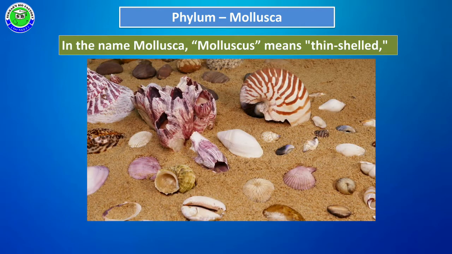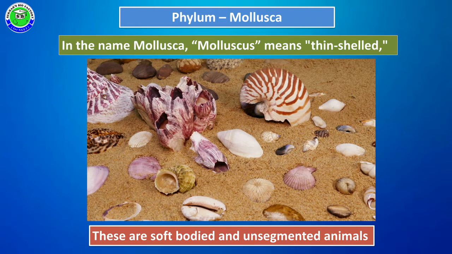In this video, I am going to explain some of the general characters of phylum Mollusca. In the name Mollusca, molluscus means thin-shelled organisms. The organisms which consist of a thin calcareous shell around their body are kept under phylum Mollusca. Most of these members have a smooth and soft body without any segments, called unsegmented animals.